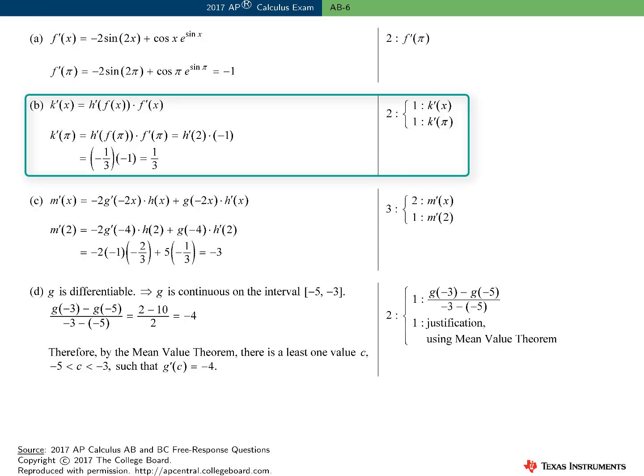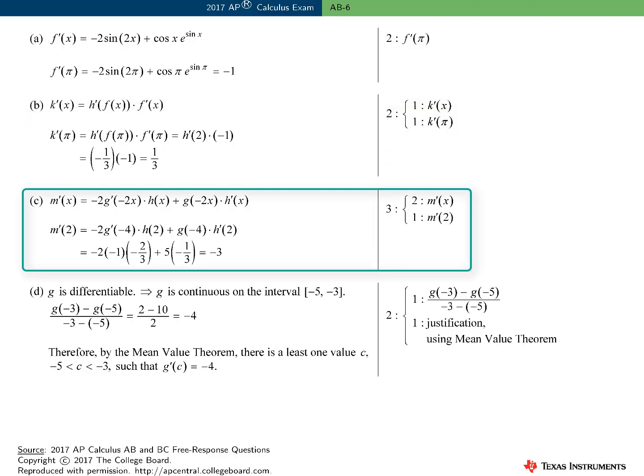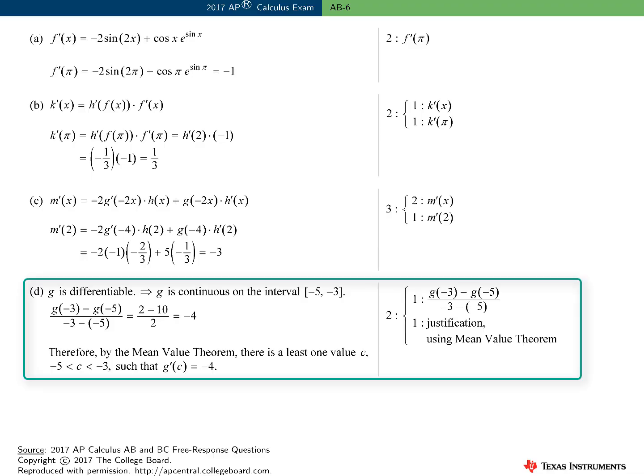Part B was also worth 2 points. 1 point for finding k prime of x, and 1 point for finding k prime of pi. Part C was worth 3 points. 2 points for finding m prime of x, and 1 point for finding m prime of 2. And finally, Part D was worth 2 points. 1 point for conveying the appropriate quotient associated with the mean value theorem, and then 1 point for stating the correct justification, that is, using the mean value theorem.